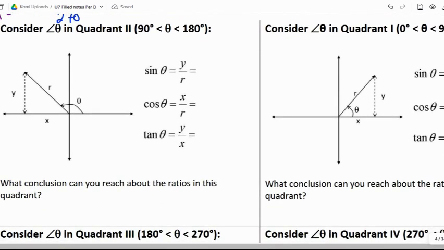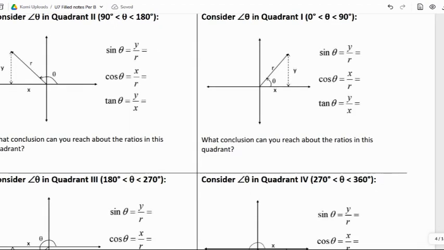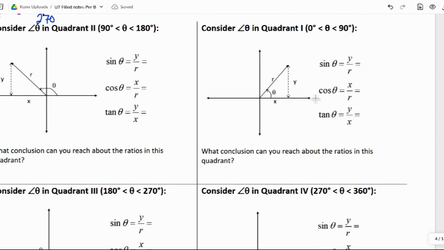Okay, now folks, I just want to say, bear with me. I know this is a lot. Okay, we'll do some examples to bring it together. All right, so let's look at our quadrants.